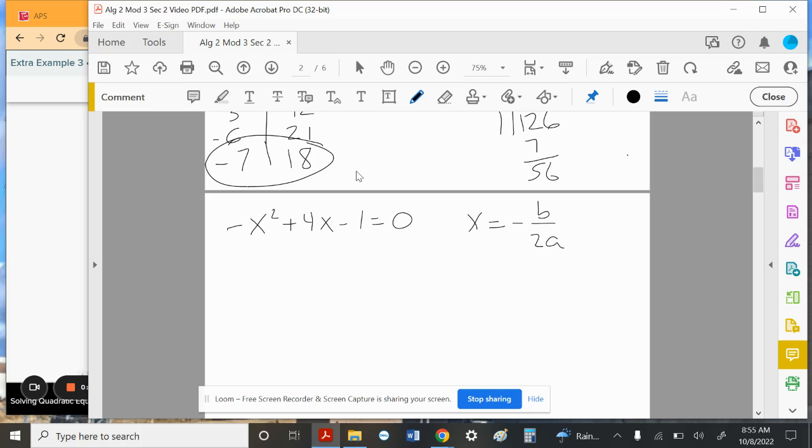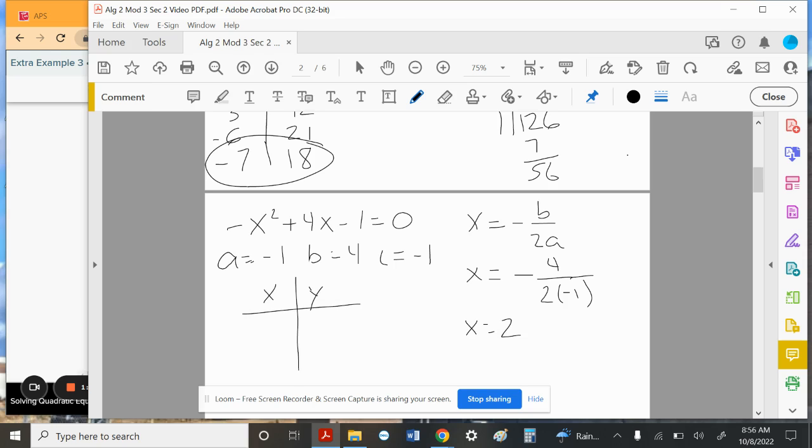So we have x equals minus b over 2a. So a equals negative 1, b equals 4, and c equals negative 1. I know that x equals minus 4 over 2 times negative 1. So that becomes positive, so x equals 2. So x equals 2 is my axis of symmetry. I'm going to create a table and start figuring out what the values are as we go through it.